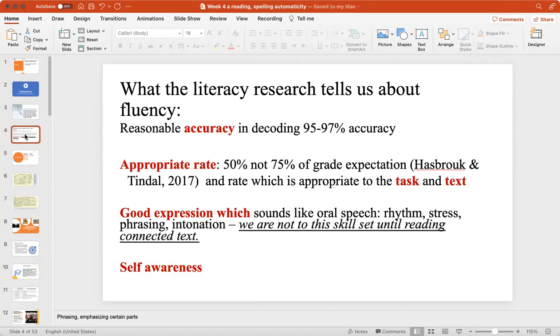At this point we are not at the level at which we're going to deal with good expression, but what we are going to deal with is accuracy, rate, and then the fourth element, which is self-awareness. Do our students know when they make a mistake? Because if they don't know when they make a mistake, how are they going to start to correct themselves? So we want to teach each of these specific skills very carefully in sequence until our students are masterful at them.